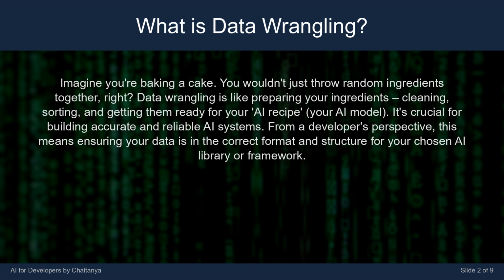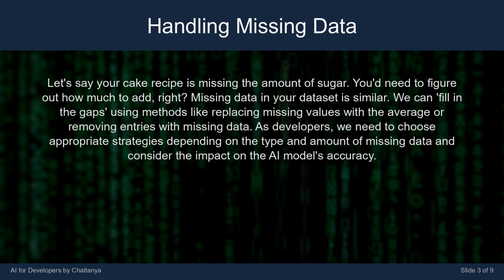From a developer's perspective, this means ensuring your data is in the correct format and structure for your chosen AI library or framework. Let's say your cake recipe is missing the amount of sugar. You'd need to figure out how much to add, right? Missing data in your dataset is similar. We can fill in the gaps using methods like replacing missing values with the average or removing entries with missing data. As developers, we need to choose appropriate strategies depending on the type and amount of missing data and consider the impact on the AI model's accuracy.